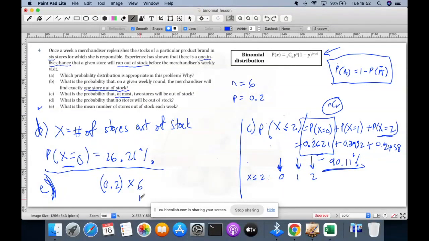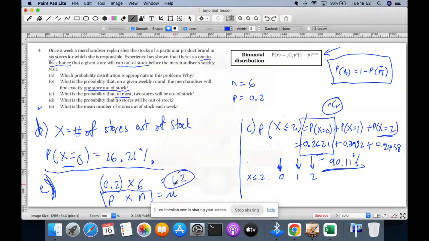So it's your n times your p, and that's how you get your average. But this formula is given to you to get the average. You don't need to memorize it. This is your mu, your mean. This is the symbol for mean. So 0.2 times 6, which will give you 1.2, and that's your average. So on average, you have 1.2 stores out of stock.